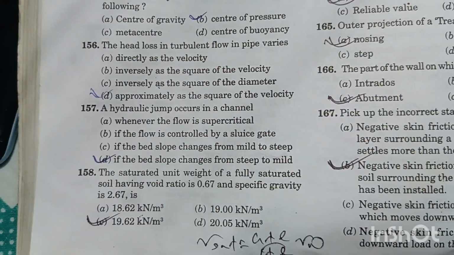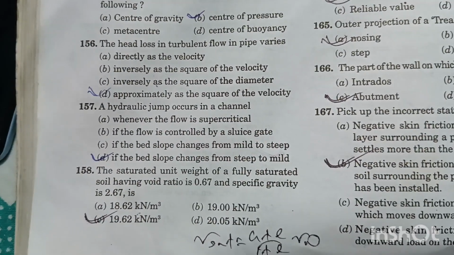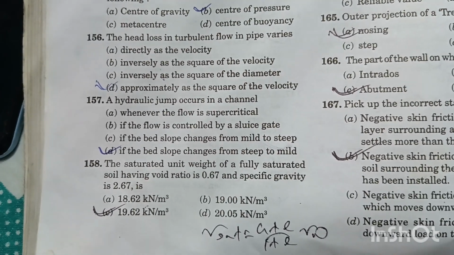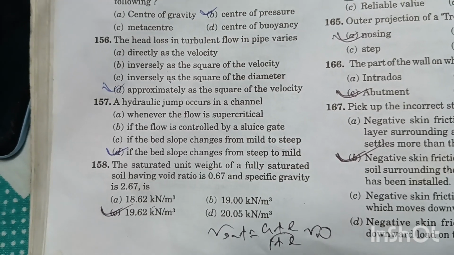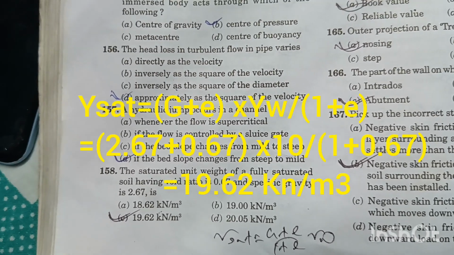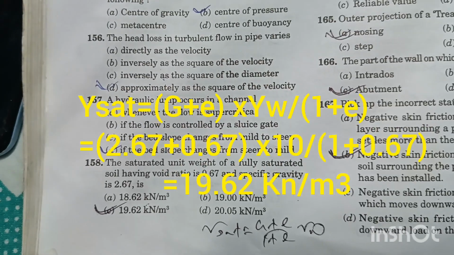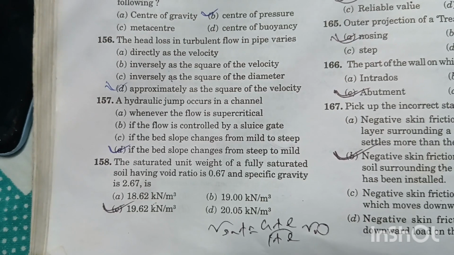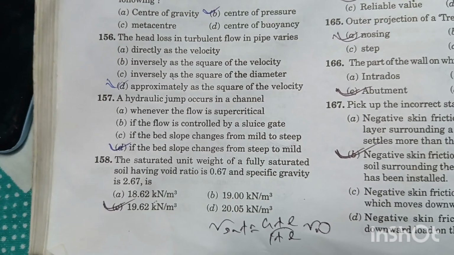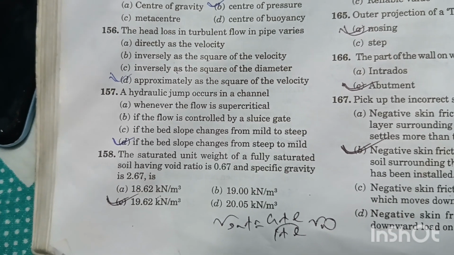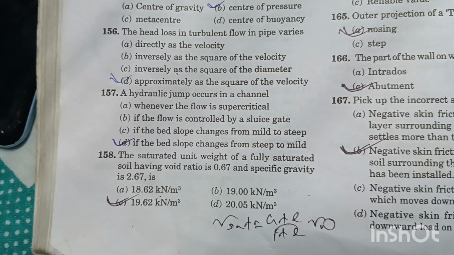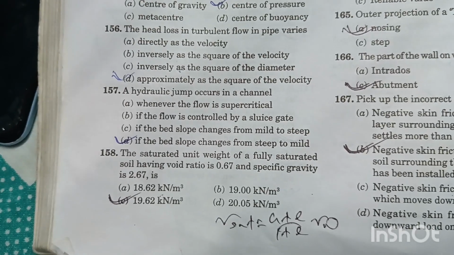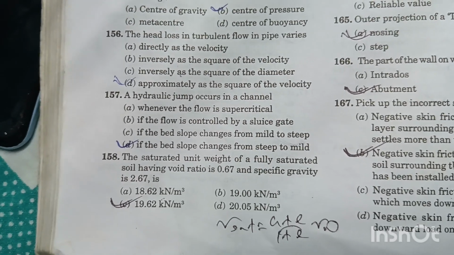Question number 158. The saturated unit weight of a fully saturated soil having void ratio 0.7 and specific gravity equal to 2.67 is. We know the value of gamma sat equals (G plus e) into gamma w divided by 1 plus e. So if we put the value of G equal to 2.7 and e equal to 0.67 into that equation, and gamma w equal to 10 kN per meter cube, the value of gamma sat will be equal to 19.62 kN per meter cube. Option C is the right answer.